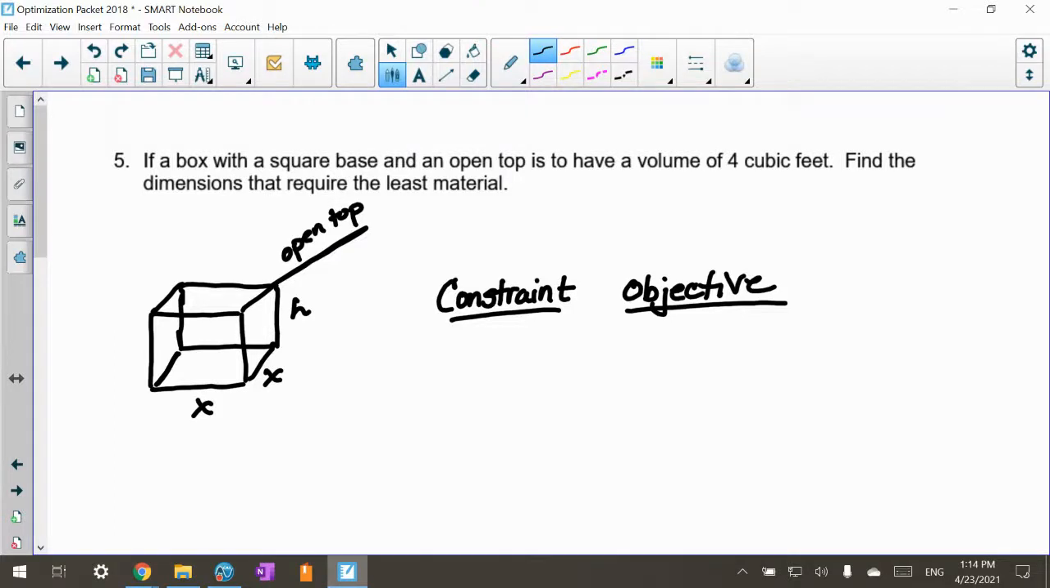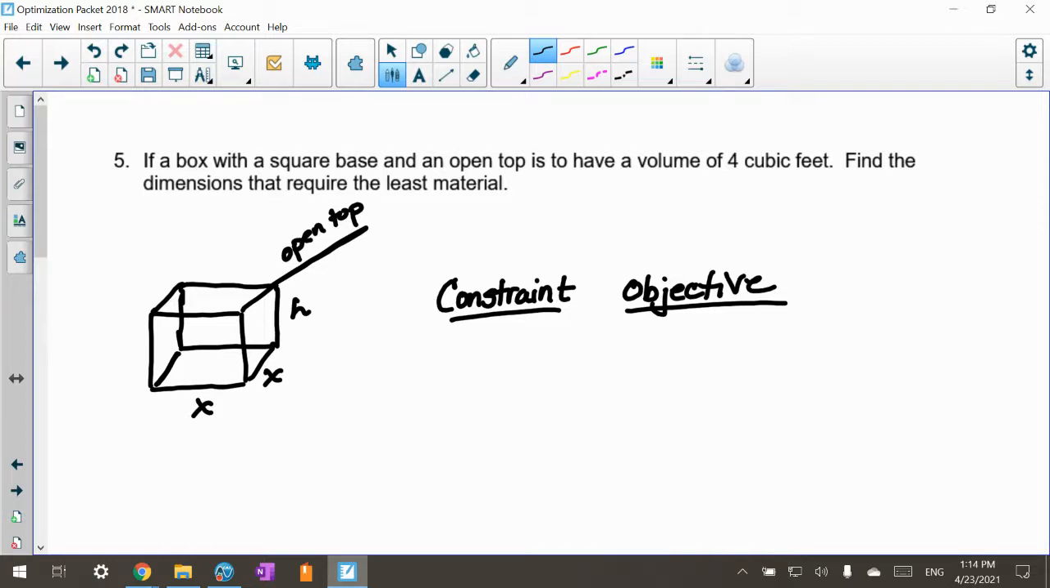Okay, this is the last video, I think, if I can make this not too long, for my Calculus 1 Optimization Lab number 1. This is 5 and 6. These are the last two problems on the lab. So number 5 says, if a box with a square base and an open top is to have a volume of 4 cubic feet, find the dimensions that require the least material.